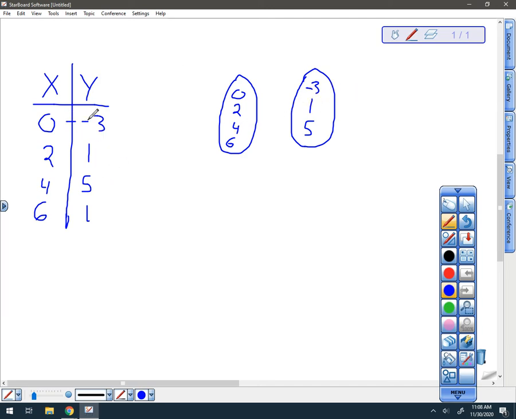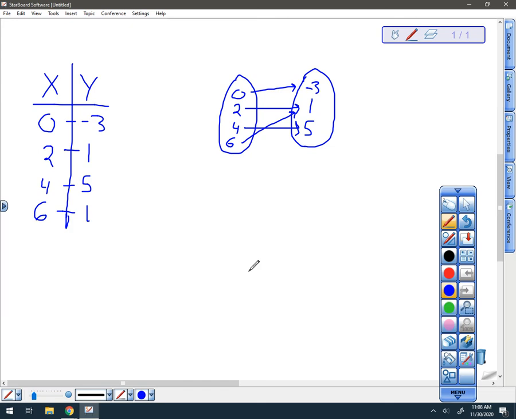So 0 goes to -3, 2 goes to 1, 4 goes to 5, and then 6 goes to 1. That's all you're doing. All right, so hopefully that part makes sense.